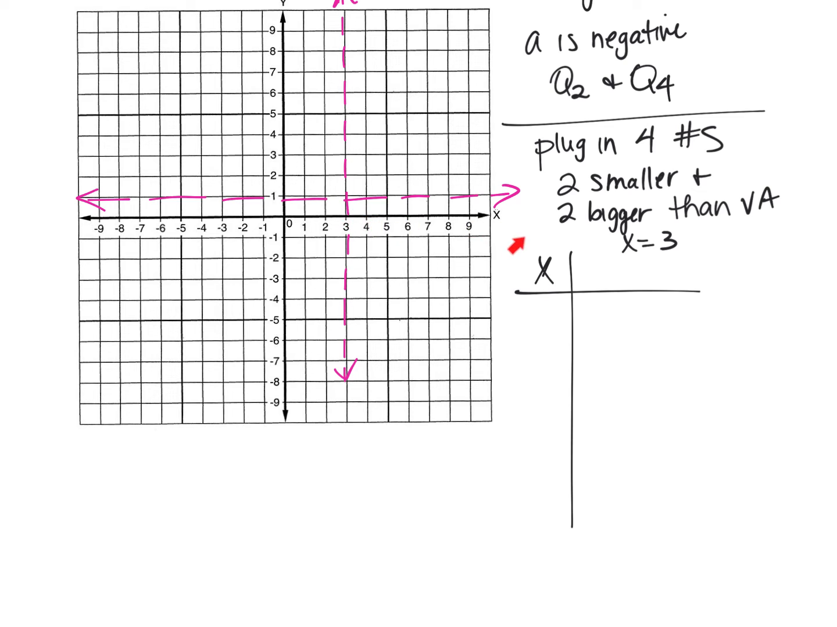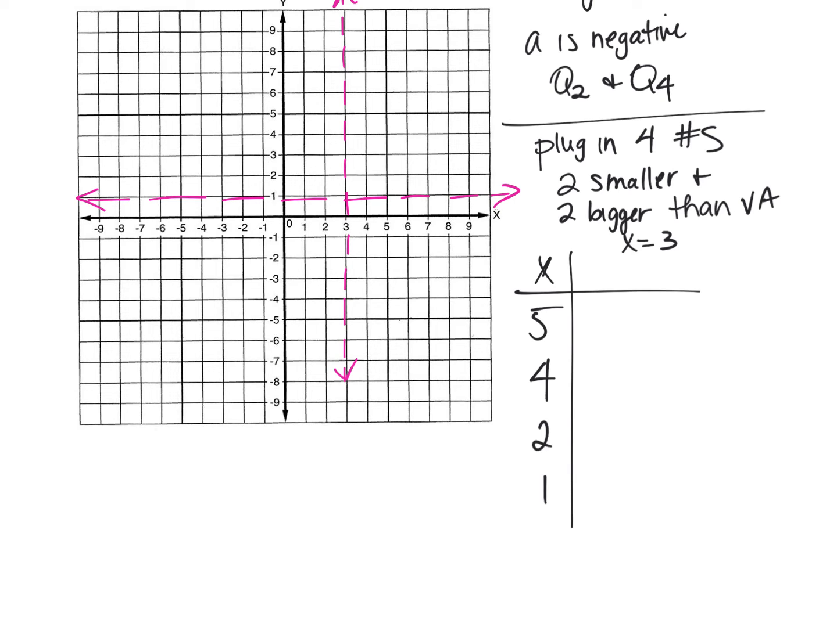I can pick any number I want on this side of the asymptote. The farther I go, though, the closer it is to the asymptote, and it's not going to really help me draw it. So I want to stay close. So I want 5 and 4, and then what 2 numbers on the left side? 2 and 1. It doesn't matter which way you put them in the table.